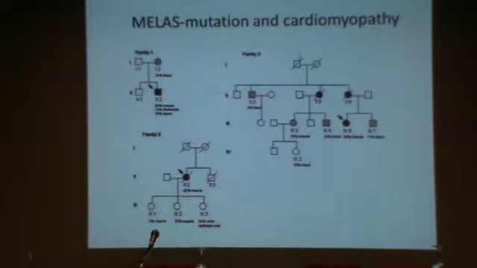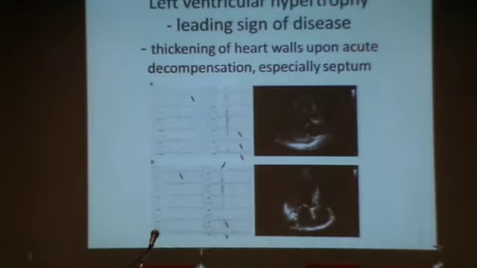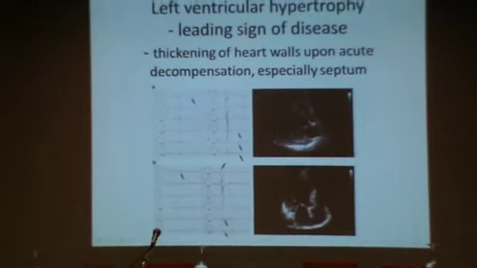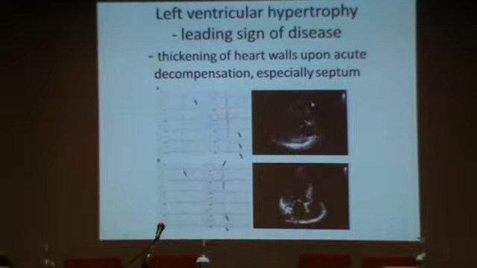Actually even this person who had 29% of mutant in the blood, which typically is a little bit higher in the tissues, had it. And in these patients that we had, it was the leading sign of disease. It wasn't something that was associated. And there seems to be this septum thickening, especially at the times when they have worsening of disease. We don't know whether this is the cause of the arrhythmias that these people develop, or whether it is a consequence of the disorder.